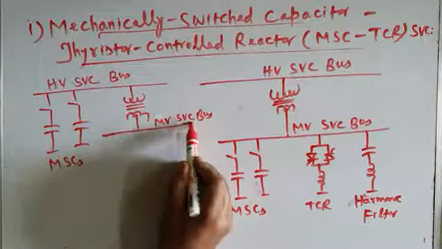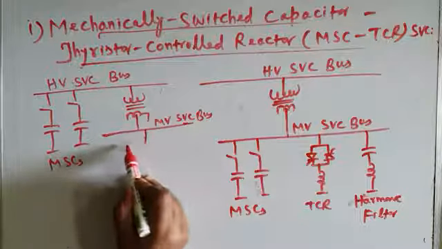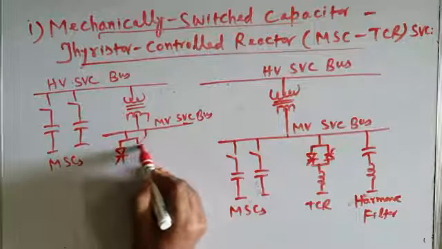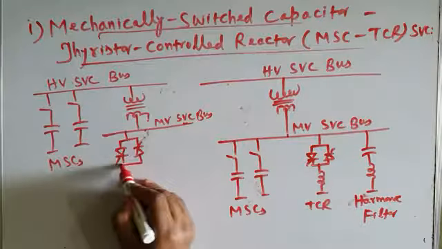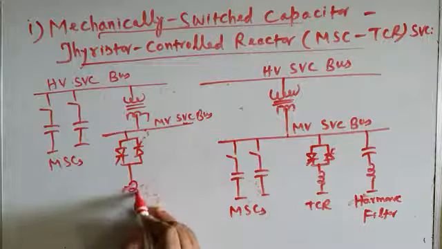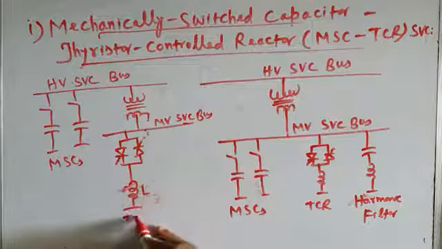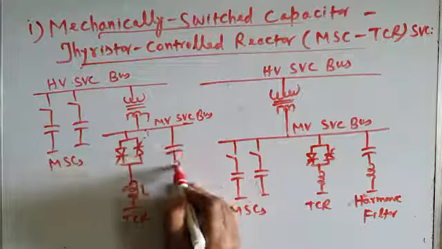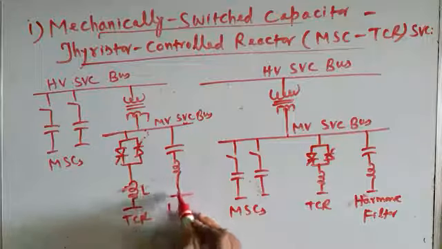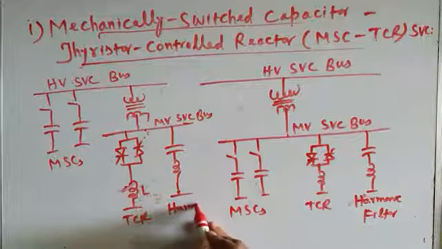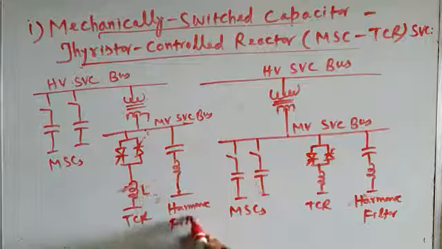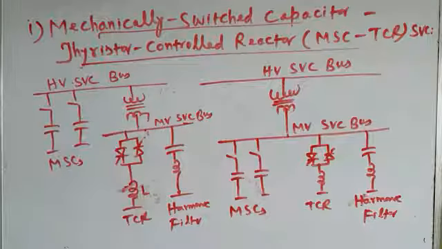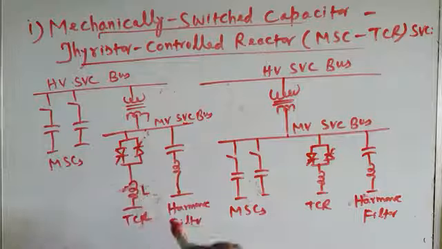And to this medium voltage SVC bus we are connecting the remaining parts, like the thyristor controlled reactor, connected like this. This is the TCR, the inductor reactor also has to be connected. This is the TCR and the harmonic filters. Okay, and then this is the harmonic filter.